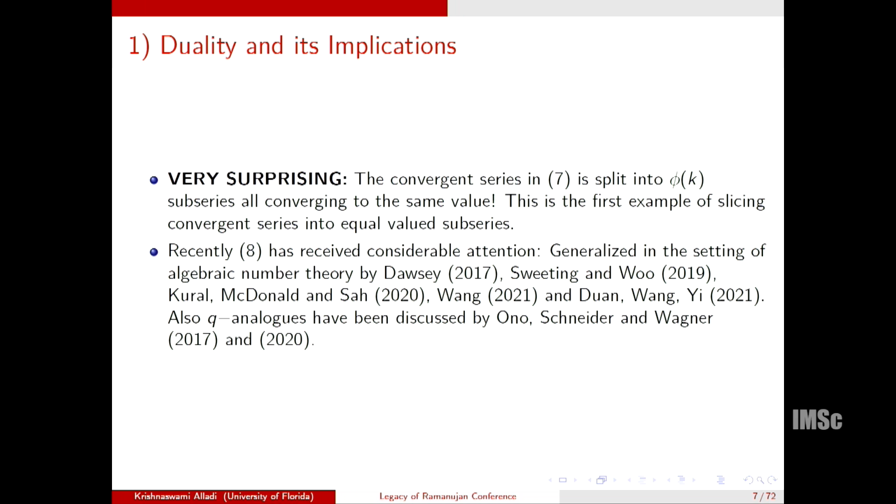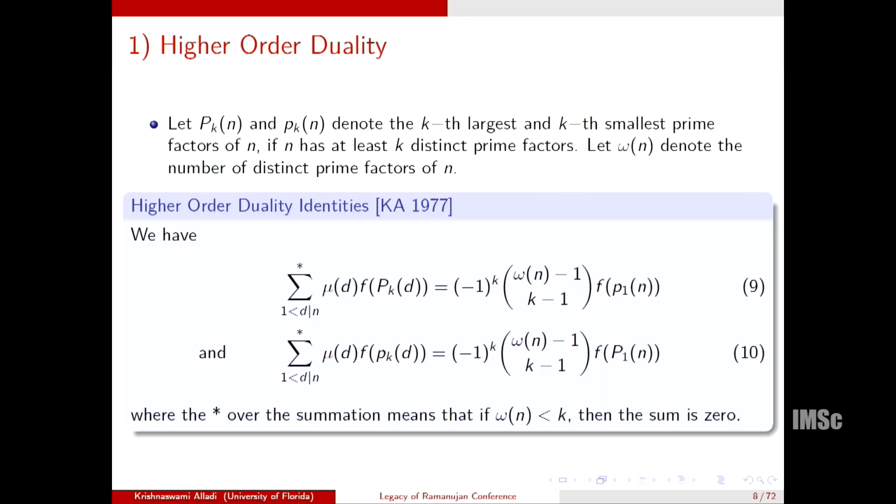So these references will come later. Okay. So now, in that same 1977 paper, I had higher order dualities. Here P_k(n), capital P_k(n) and little p_k(n), represent the largest and smallest prime factors of a number. Of course, these are defined only when the number has at least k prime factors.